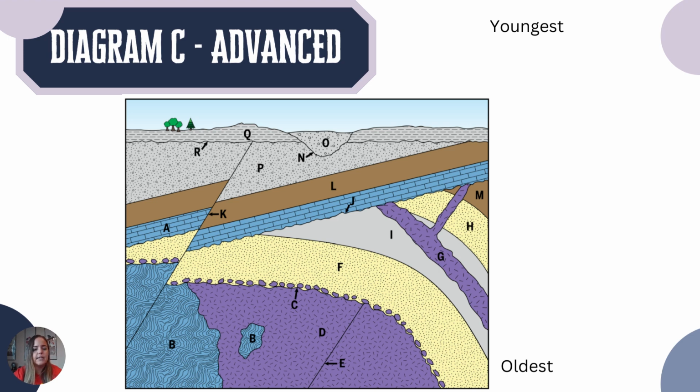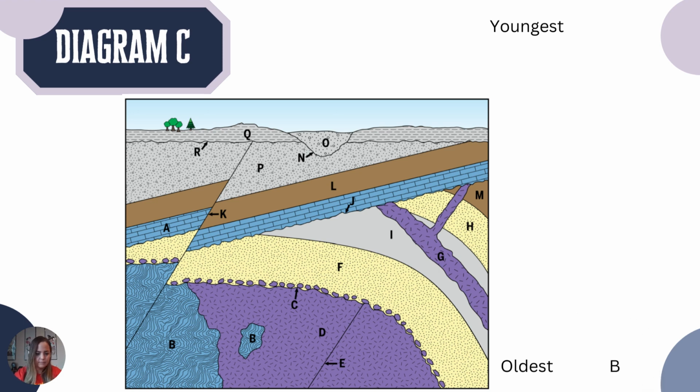Okay, so the first thing here is we need to figure out the oldest layer. Okay, so there's a couple of things that are hard to decide whether you're looking at B or D because they're not on top of each other necessarily. So the big thing here to consider is that there is a slice or a little inclusion of B within D. So that means that B must be older than D. Okay, so our oldest layer here is going to be B.